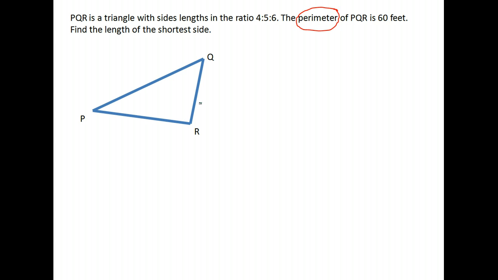Perimeter means the distance around the outside. So it's if I add all three sides together, their lengths. So if I added the length from P to Q plus the length from Q to R plus the length from P to R, it's going to be 60 feet.